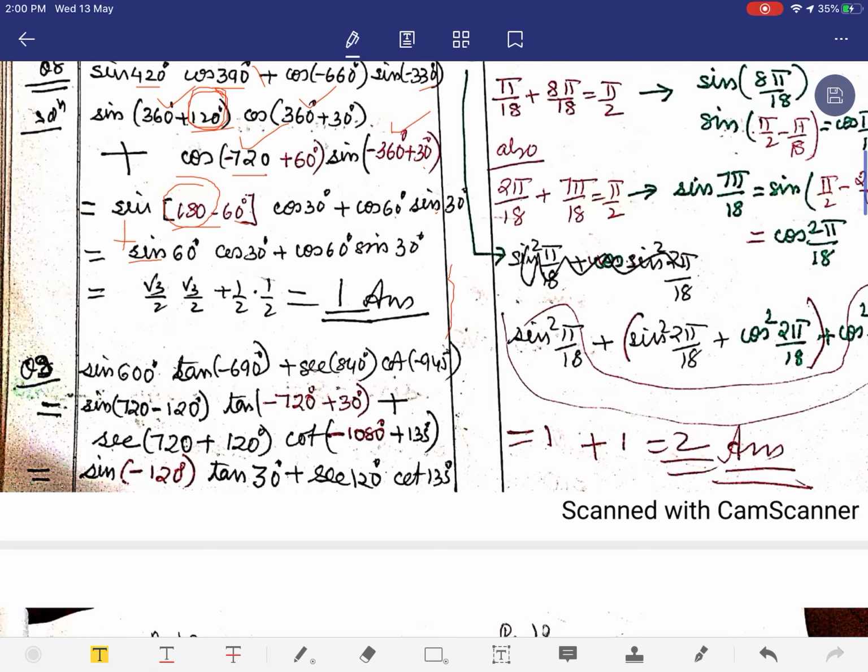Sine of 600 degree tan of minus 690 plus sec of 840 cot of minus 945. Rewrite each angle. 600 can be written as 720 minus 120, tan of minus 690 can be written as minus 720 plus 30, 840 is 720 plus 120, and minus 945 can be written as minus 1080 plus 135. So this has now been reduced to angles less than 360 degree. So this comes out to be sine of minus 120 degree, tan 30 degree, sec 120 degree, cot 135 degree.